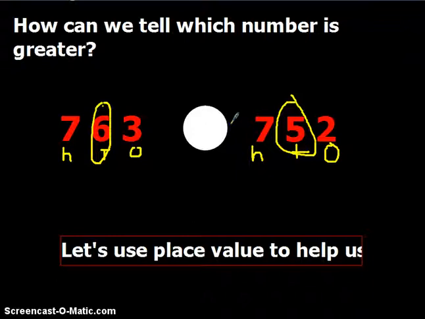So the way that I remember that is like this. If this number is the greater number, I'm going to put 2 dots on this side. And if this number is my smaller number, I put 1 dot over here. Then I simply connect, and now I have a greater than sign. So the way I read this is 763 is greater than 752.